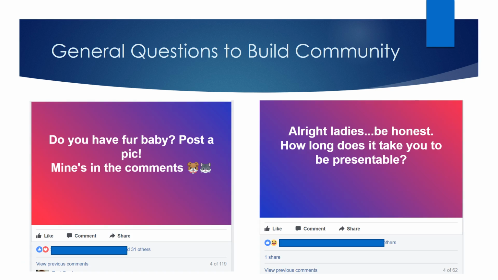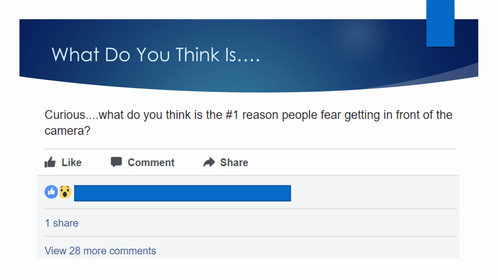Is it important to be all made up before they feel presentable? Or, what's presentable? I work in my jammies. So those are a couple of examples of community building questions.